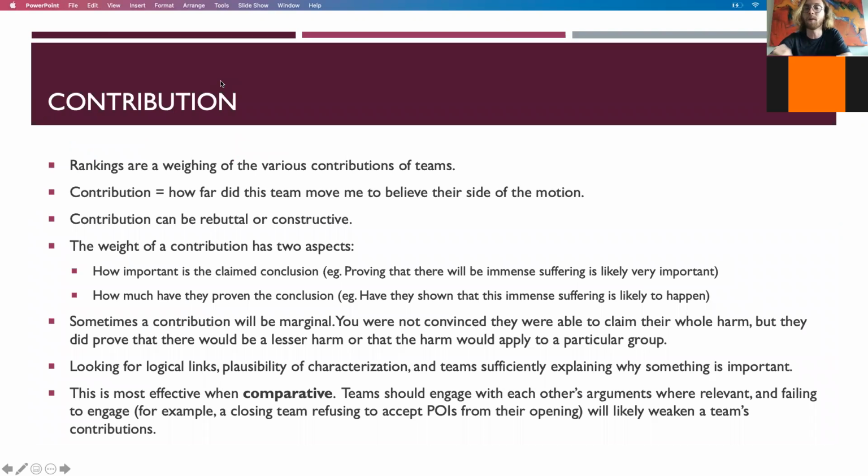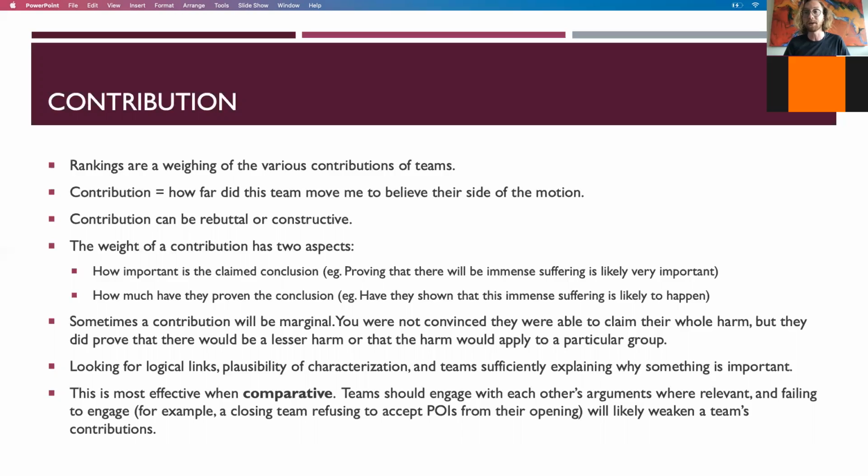So the first thing to know about judging is essentially what you're doing is assessing each of the four teams' contributions. The ranking then is a weighing of those different contributions depending on how much you think a particular team has convinced you to move towards believing their side of the motion. So that is the essential metric that we use to decide whether a team has won or lost or has done very well or has done poorly within the debate.